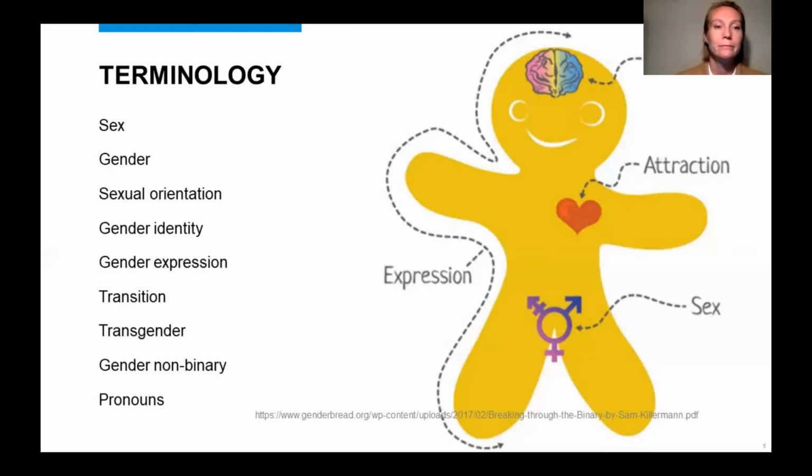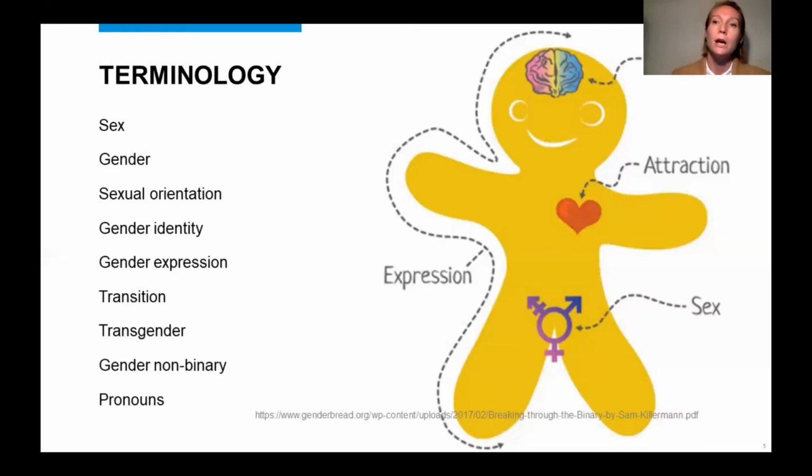The next word is transgender. This is the commonly used terminology today that refers to somebody who has an incongruence or a difference between their sex assigned at birth and their gender identity. And oftentimes you'll hear people refer to this as trans. That's a short way of referring to the term transgender.